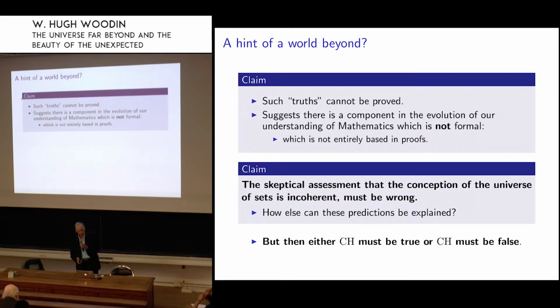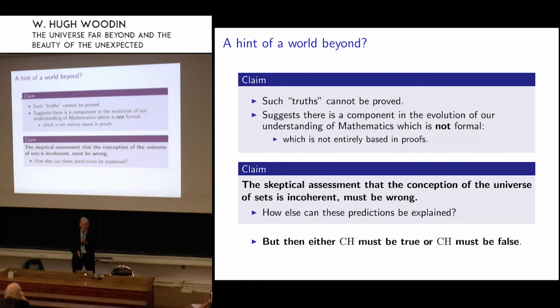Okay, is this a hint of a world beyond? Yes, I think. These truths cannot be proved. So this suggests that there is a component in the evolution of our understanding of mathematics which is not formal, which is not entirely based in proofs or calculation. All right, but how does one explain this? The skeptical assessment that the conception of the universe of sets is incoherent must be wrong. How else can you explain the predictions? No one has come up with another way of explaining the consistency of large cardinals except existence in the universe of sets. You can interpret the consistency, but that's a different issue.